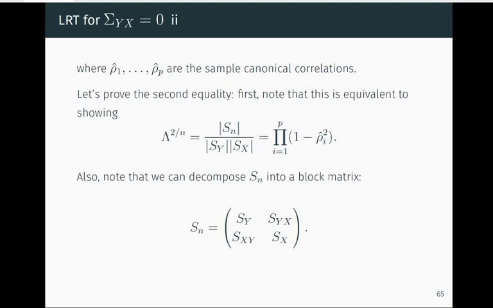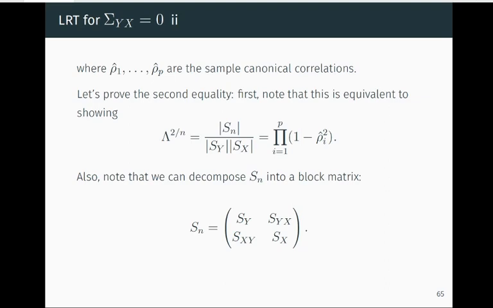First note that the equality we want to prove is equivalent to showing that, essentially on the original scale, we have lambda to the power 2 over n, which is equal to the ratio of the determinant of S_n over the product of the determinant of S_y and the determinant of S_x. We want to show that this is equal to the product of 1 minus rho hat i squared. And we're going to prove this using the formula for the determinant of block matrices.